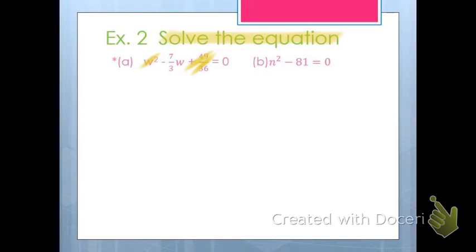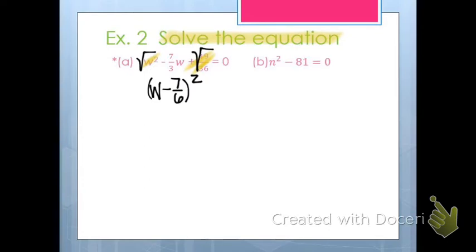How many parentheses are in our answer? 1, and it is raised to the second power. What sign is it going to be in our answer? A negative. And how are we going to find our terms? Square root. Square root. What's the square root of W squared? W. And what's the square root of 49 over 36? 7 over 6. Very good. The square root of 49 is 7. The square root of 36 is 6.